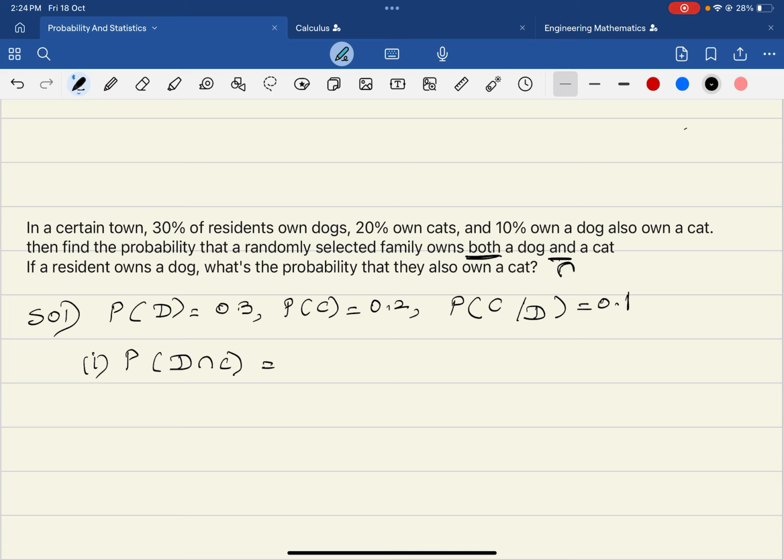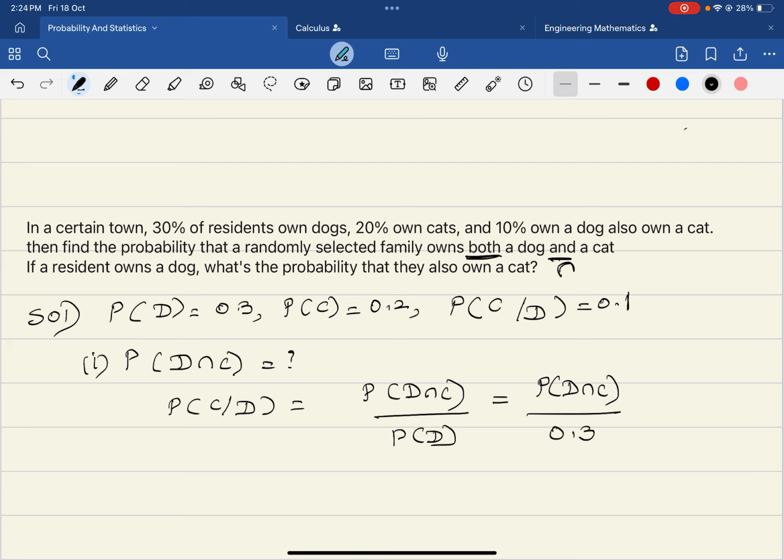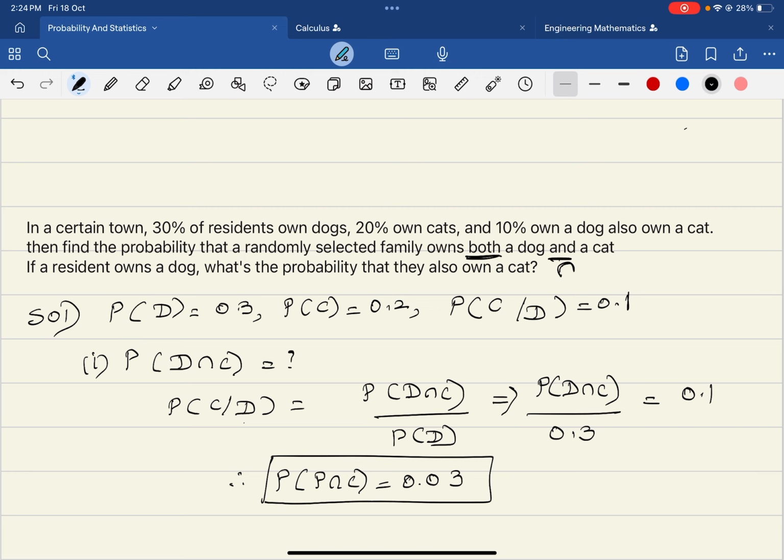How to find this? That is by using the formula, right? So what is P of C given D according to the conditional probability definition? That is P of D intersection C over P of D. So this is the conditional probability. What is D intersection C? We don't know. P of D intersection C over P of D, where P of D is 0.3, is given by P of C given D, which is 0.1. Therefore, the probability of D intersection C is 0.1 times 0.3, which is 0.03. So that is P of D intersection C, over now.